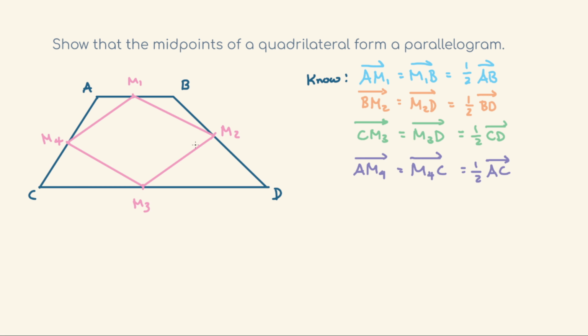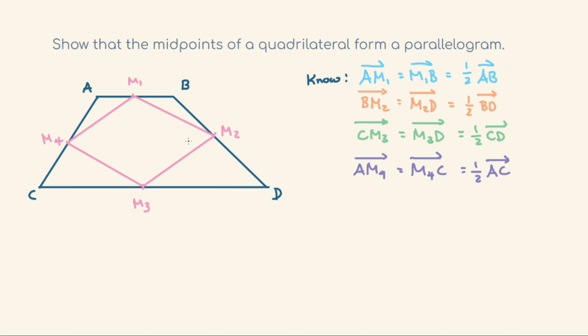Now, let's look back at the question. It says, show that the midpoints of the quadrilateral form a parallelogram. So we want to show that this thing in pink is a parallelogram. And how do we do that? By showing that the opposite sides, the opposite edges, are congruent. So for example, M1 to M2 is congruent to M4 to M3, and M4 to M1 is congruent to M3 to M2. So we want to show that these things have the same length and the same direction.